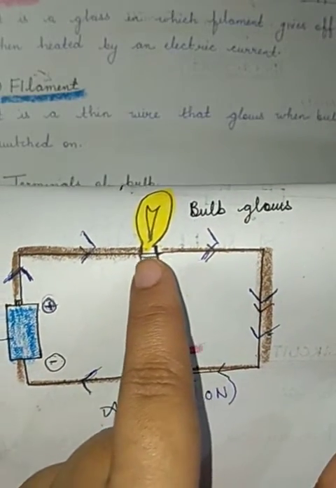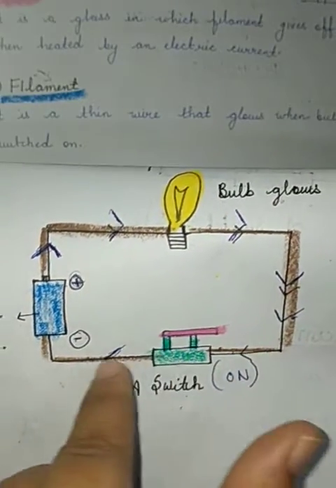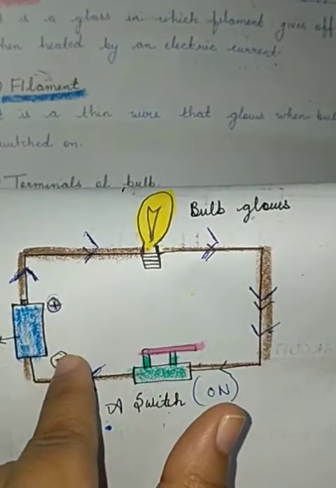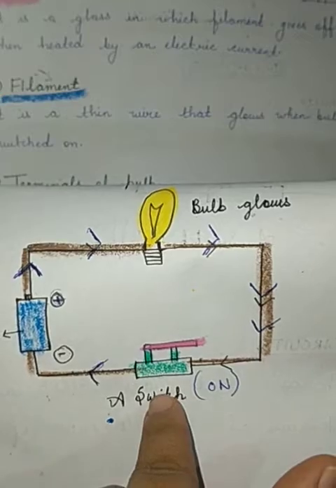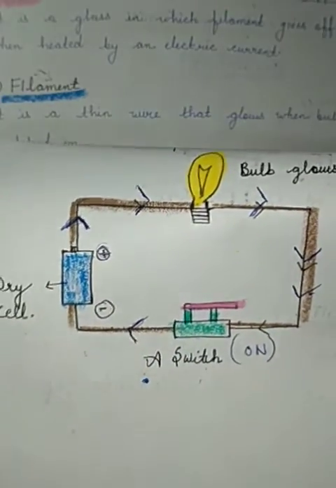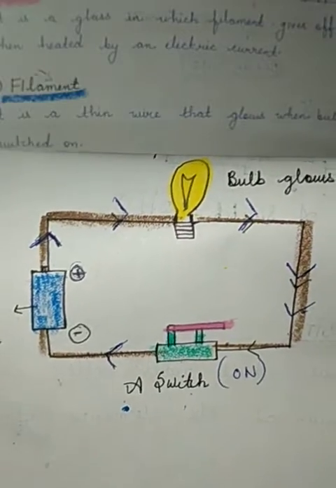So that is why electricity is moving from the positive terminal of the cell to the negative terminal of the cell when the switch is on, and this kind of circuit is known as a closed or complete electric circuit.